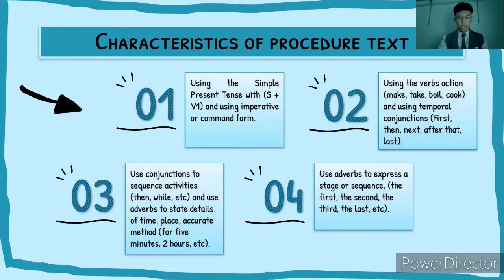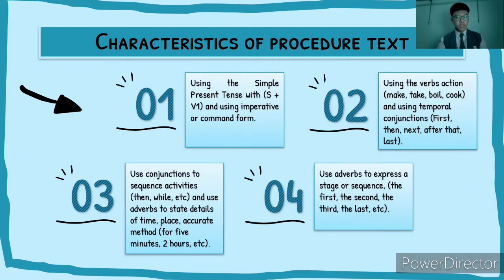First characteristic is using the simple present tense with subject plus verb 1 and using imperative or command form. The second characteristic of procedure text is using action verbs, for example like make, take, boil, cook, and using temporal conjunctions like first, then, next, after that, and last.